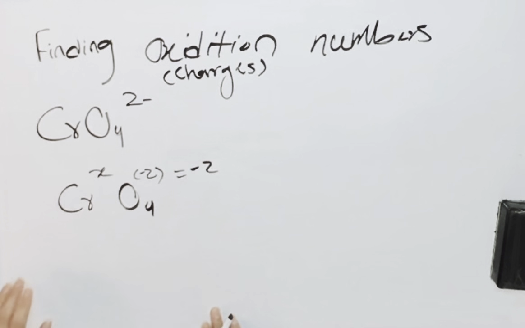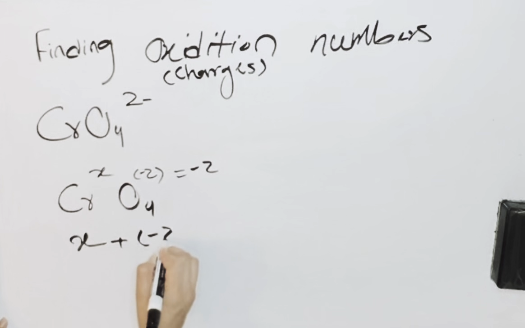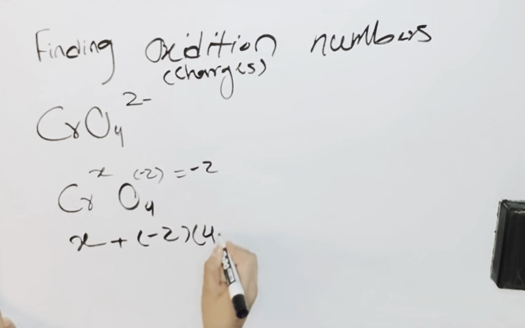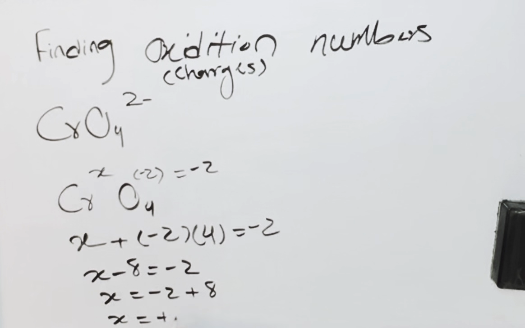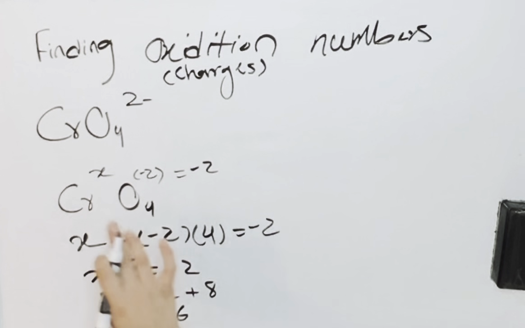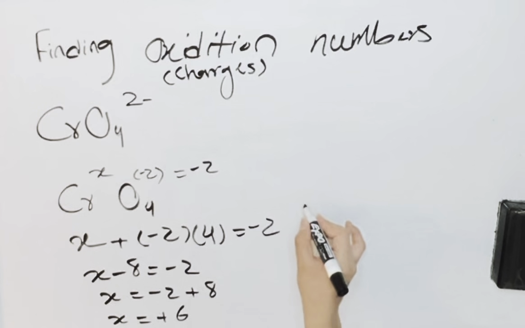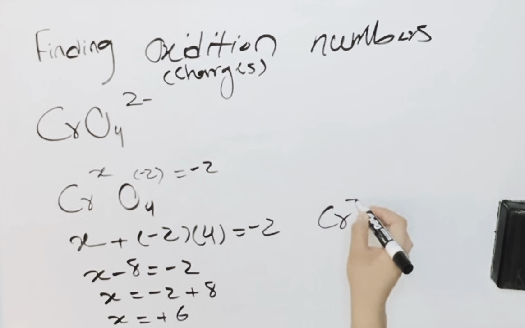Okay, now all we need to do is solve for X, which means X plus -2 times, since we have 4 oxygens, we have to multiply it by 4, equals -2. That gives -8. As you can see, the value of X is +6, which means chromium has a +6 charge.